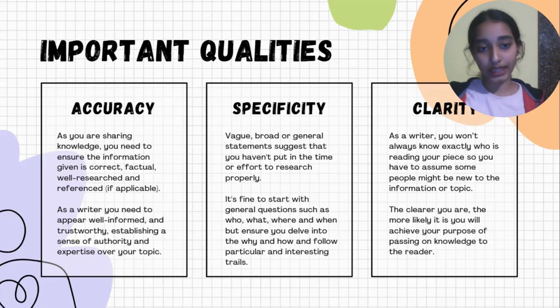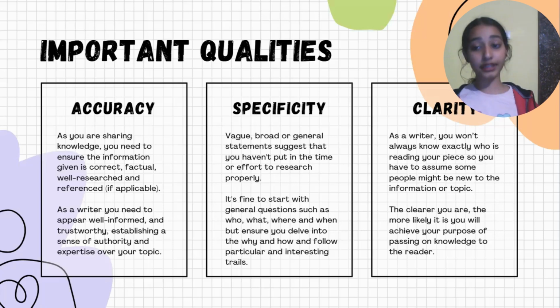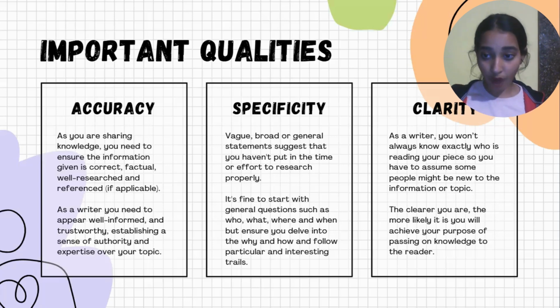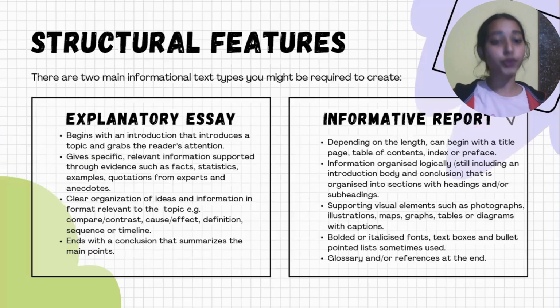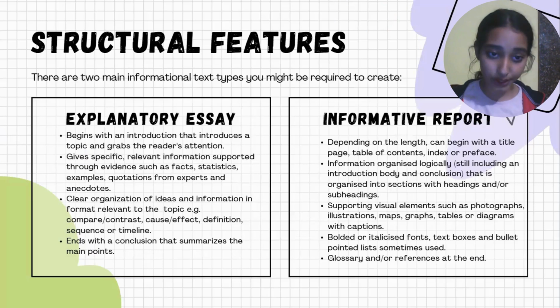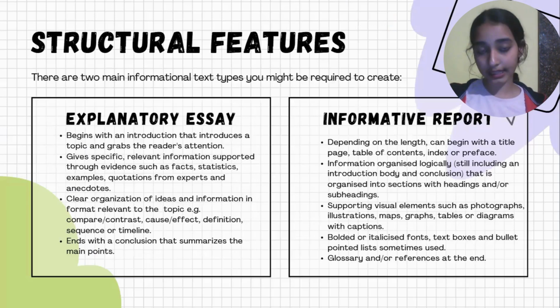Next is clarity. Yes, clarity, you need to know exactly who is reading. You need to know your target audience so that the person who is reading would like to have more information about that specific topic as well. The clearer you are, the more likely it is that you will achieve your purpose of passing on the knowledge to your reader. So these are the important qualities that we all should follow while writing an informative or an explanatory text.